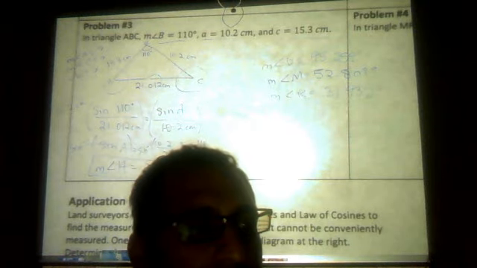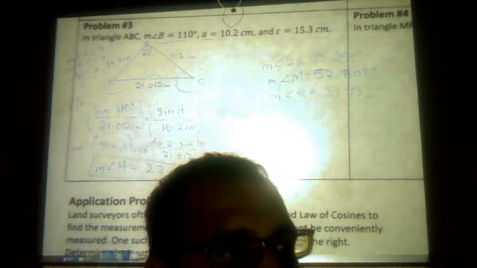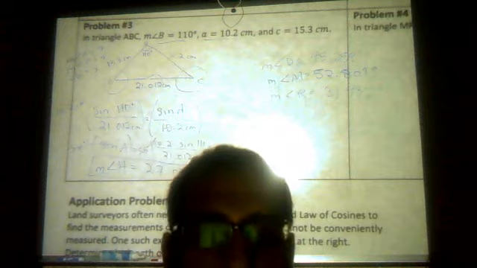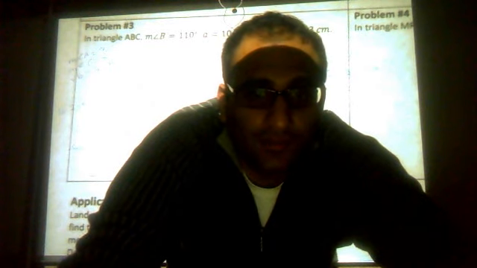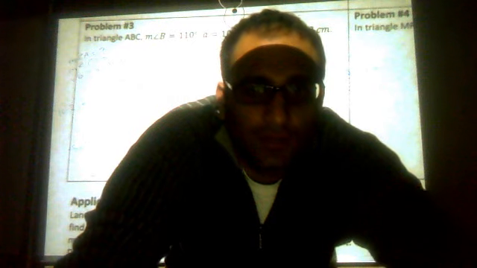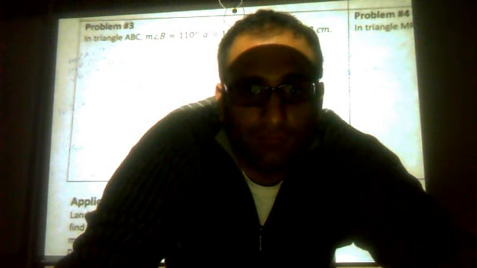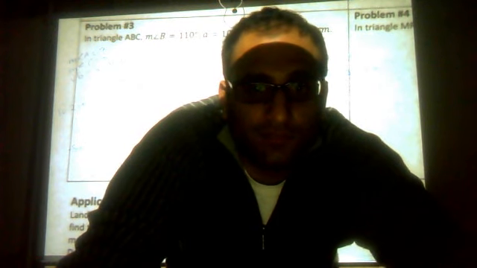Alright, so this is the last problem I'm going to go over for this lesson on calculating, using the law of sines and cosines to calculate the angles and sides of triangles that are not right triangles. Hopefully it helps.